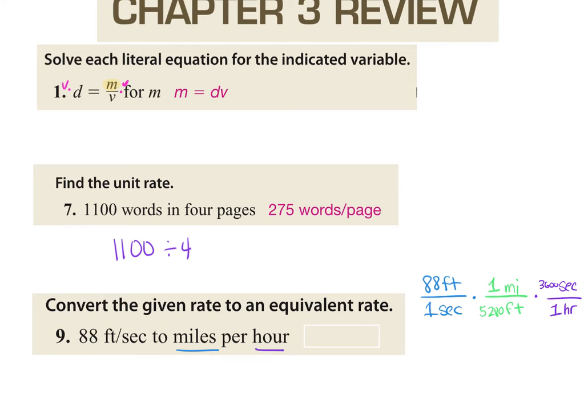And you can literally just multiply across. Multiply your 88 times your 1 times your 3,600. That is your numerator. Then your 1 times your 5,280 times your 1 is your denominator. Then just divide numerator by denominator, and you would get 60 miles per hour. You can check this. Did I do this right? By saying, okay, my feet cancel here. My seconds cancel here. And I end up with miles per hour, which is what they ask for. Miles per hour. 60 miles an hour.